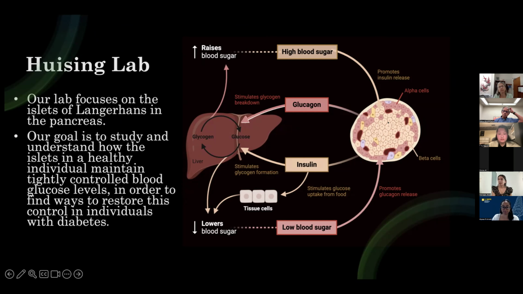Alpha cells produce glucagon, and glucagon, on the other hand, works to raise blood glucose levels by promoting the breakdown of glycogen to glucose. The third cells are the delta cells, and delta cells produce somatostatin. Somatostatin inhibits both alpha and beta cells, thus inhibiting glucagon and insulin to maintain glucose homeostasis.